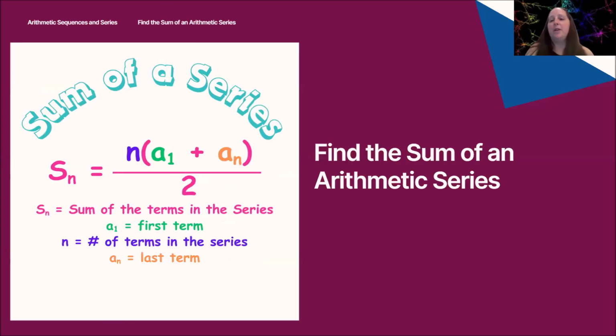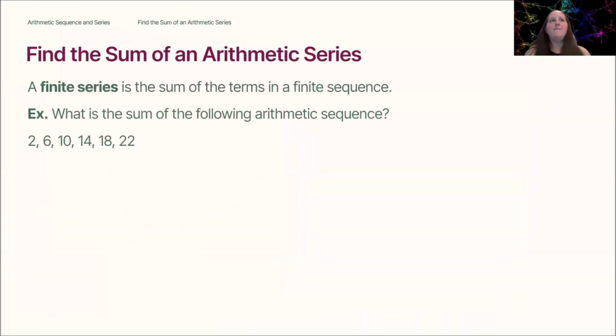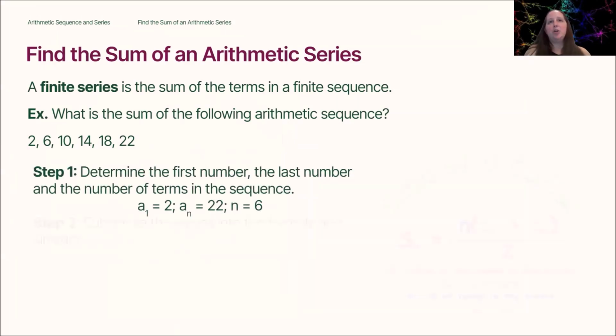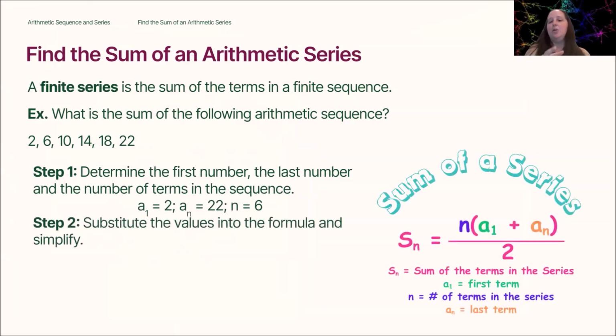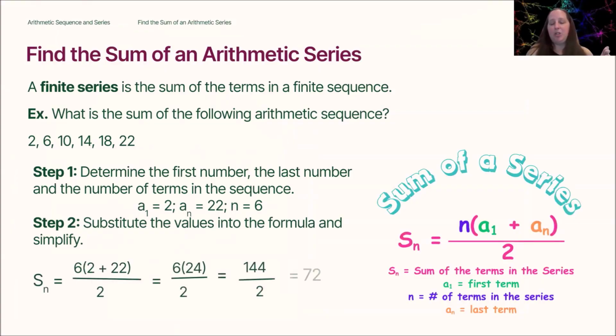Next, we're going to find the sum of an arithmetic series. So a finite series is the sum of the terms in a finite sequence. So finite literally means it's ending. So it has a beginning and an end to it. So in this case, what is the sum of the following arithmetic sequence? 2, 6, 10, 14, 18, 22.